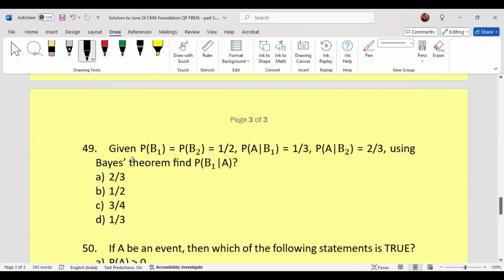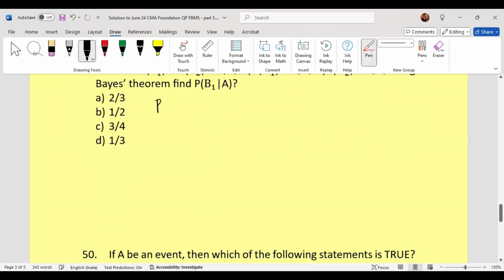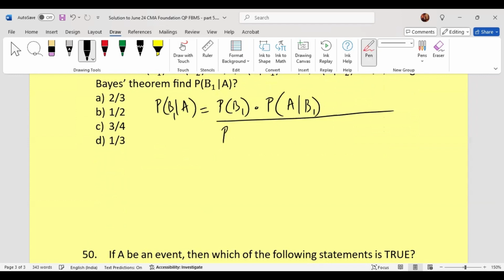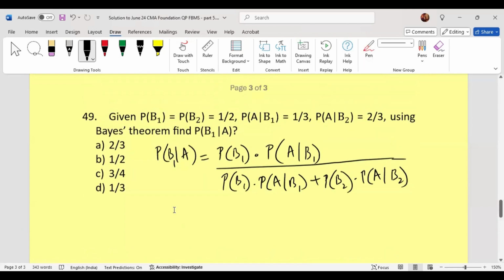Given probability of B1 is equal to probability of B2, equal to 1 by 2. Here the sum of B1 and B2 will be 1 only, which means these are exhaustive events. And since only these 2 events are given, they are mutually exclusive events also. Probability of A given B1 is 1 by 3. Probability of A given B2 is 2 by 3. Using Bayes' theorem, find the probability of B1 given A. So first of all, probability of B1 given A will be probability of B1 multiplied by probability of A given B1, divided by probability of B1 multiplied by probability of A given B1 plus probability of B2 times probability of A given B2. Here, in this case, A becomes a common event, we may notice.